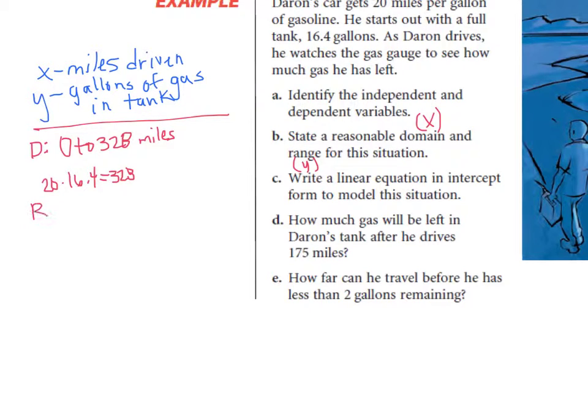Our range, we are thinking about gallons of gas, our Y values. We know we start with 16.4, so that's going to be our maximum. Our minimum is going to be when we run out, which would be 0 gallons. So that would be 0 to 16.4 gallons.